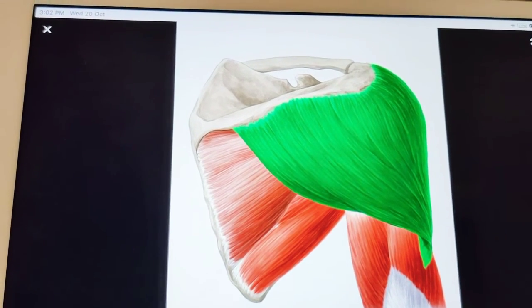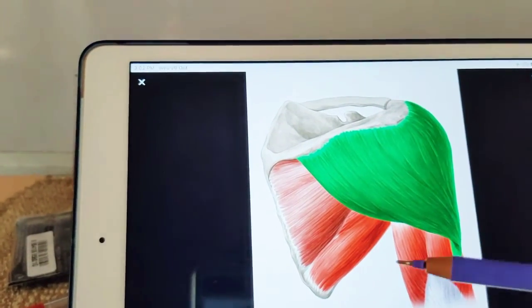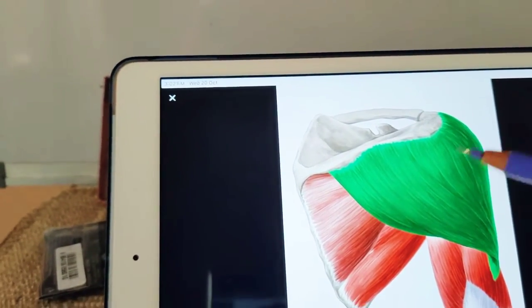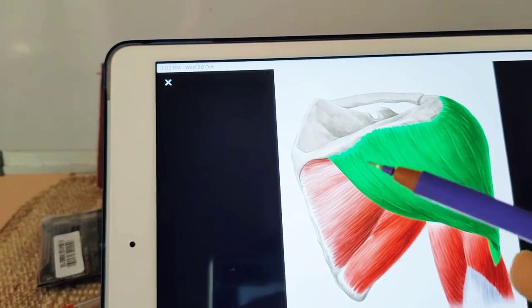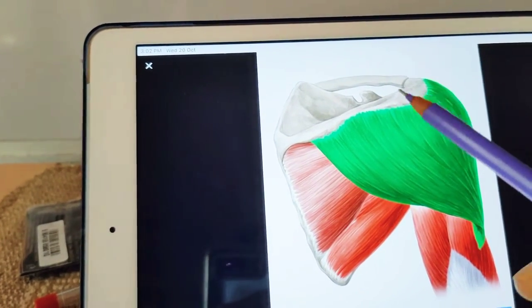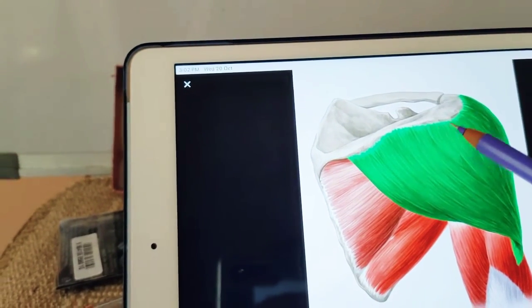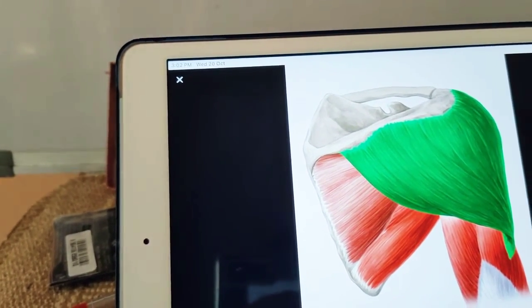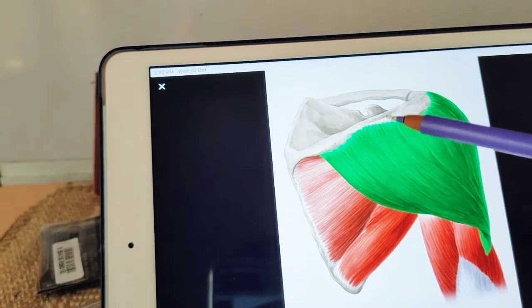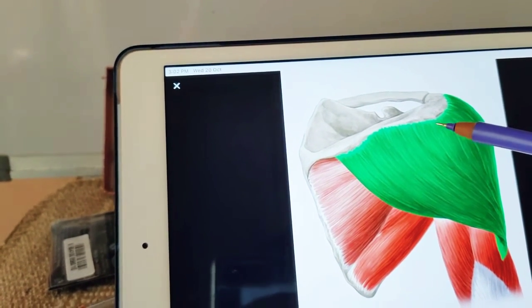Next, coming to the middle part, which is multipinnate. The middle part gets its origin from the lateral border of the acromion. This is the acromion process, this is the medial side, this is the lateral border. So the four septa of origin come from the lateral border of the acromion.